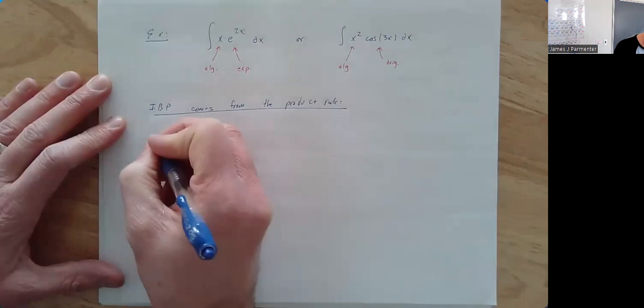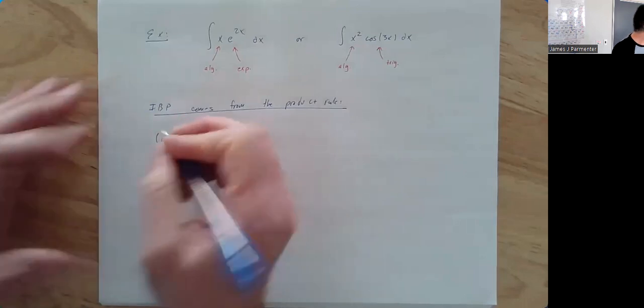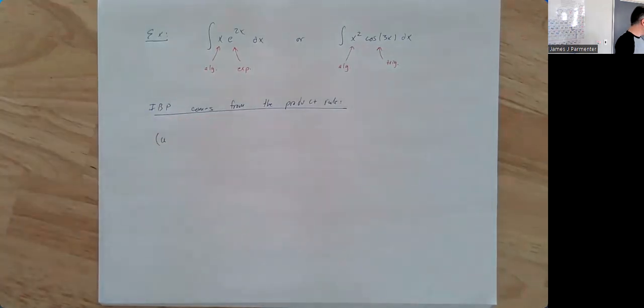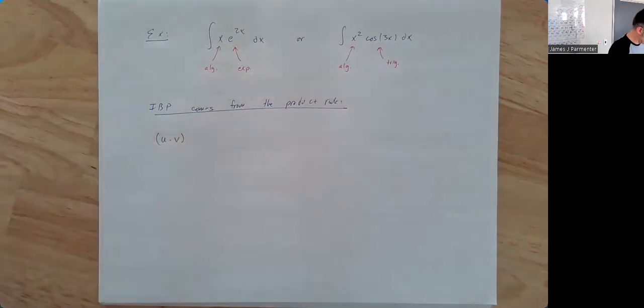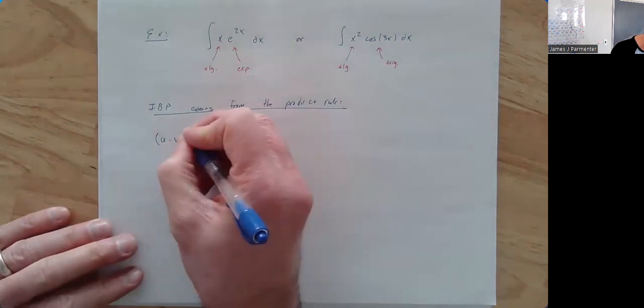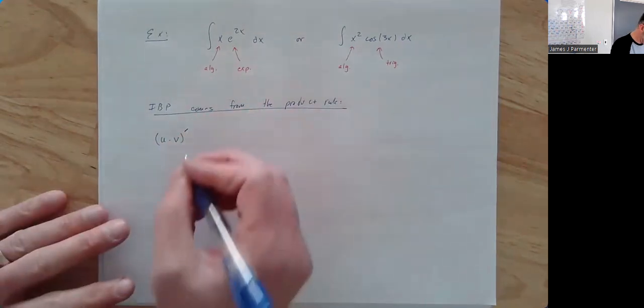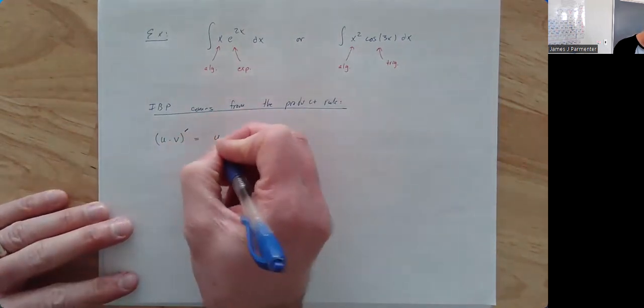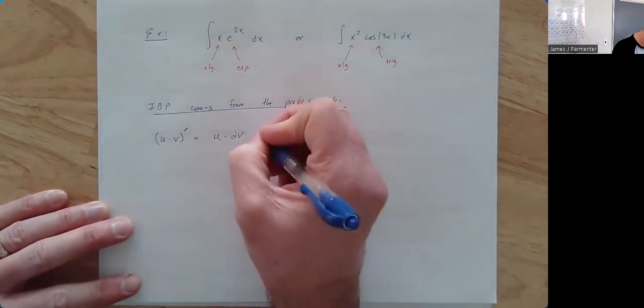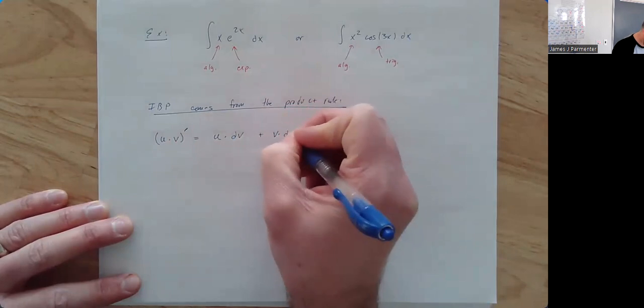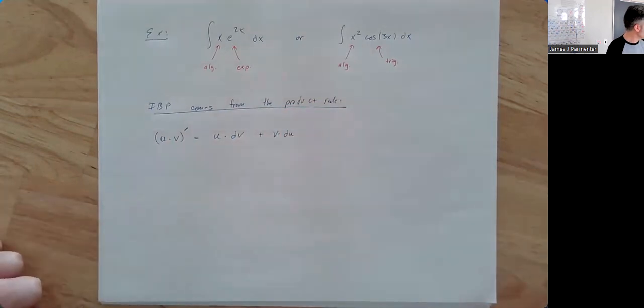I don't know who chose the letters U and V when they did this long ago, but someone chose U and V and we use them all the time. They're two letters that, if you're not careful, look similar to each other, so make sure you write your U's and V's so they look different. If you take the derivative of U times V using the product rule, you get U times the derivative of V, which I'm going to write as DV, plus V times the derivative of U, which I'm going to write as DU.